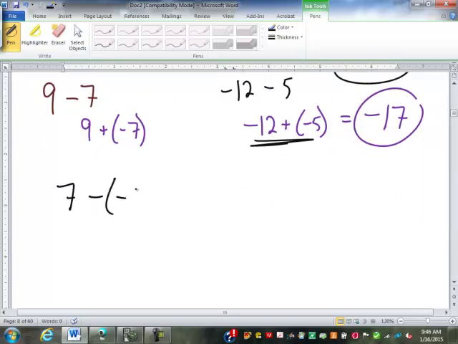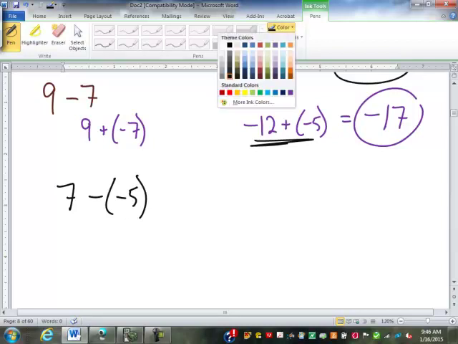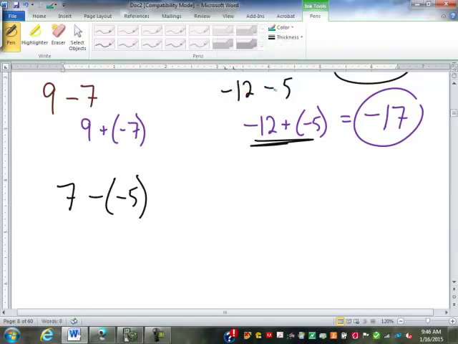The one that's always a crowd pleaser is one like this. 7 minus a -5. Remember, this symbol means add the opposite. So we're going to add, what's the opposite of -5? +5. Subtracting a negative becomes adding a positive. 7 minus a -5 is the same as 7 plus 5, which is just 12.